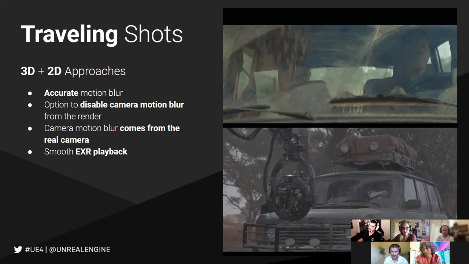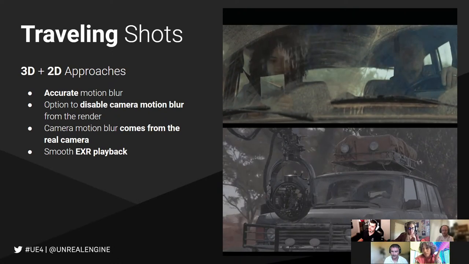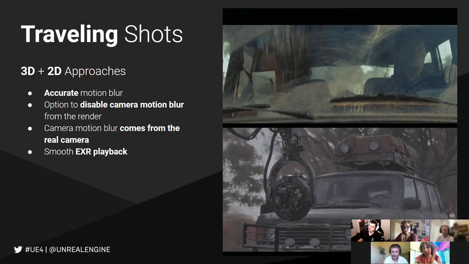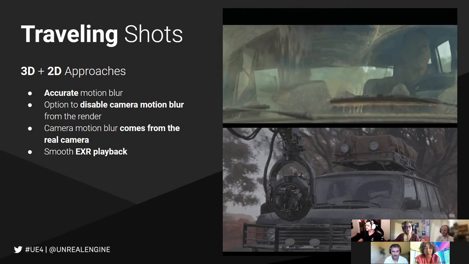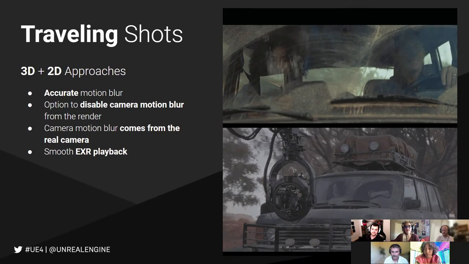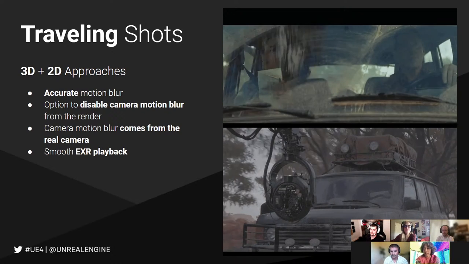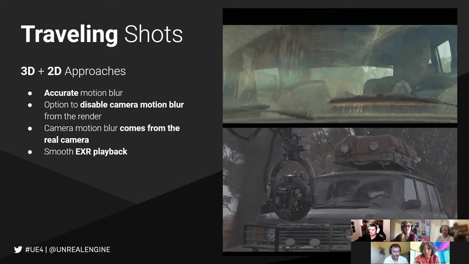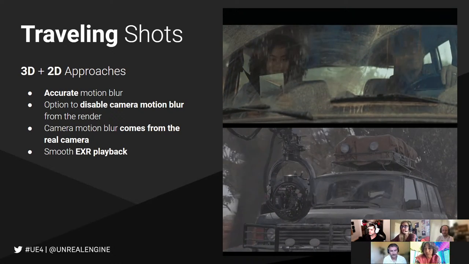So this seems like a subtle thing, but it's what makes the image look more realistic. You're not getting excessively motion blurred background images and reflections. That's more related to the 3D side of things. On the 2D side, our team has done a bunch of optimizations for EXR playback. Sometimes people are just playing plates. We want them to be able to do that in the engine as well. So with EXR, there's a bunch of performance improvements to allow that.